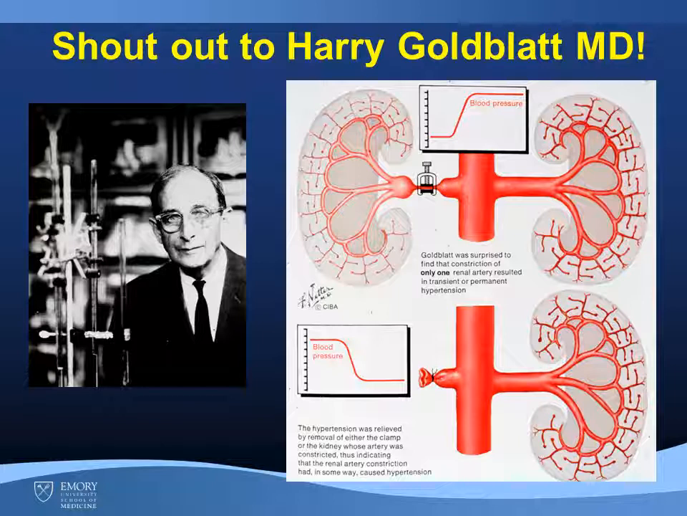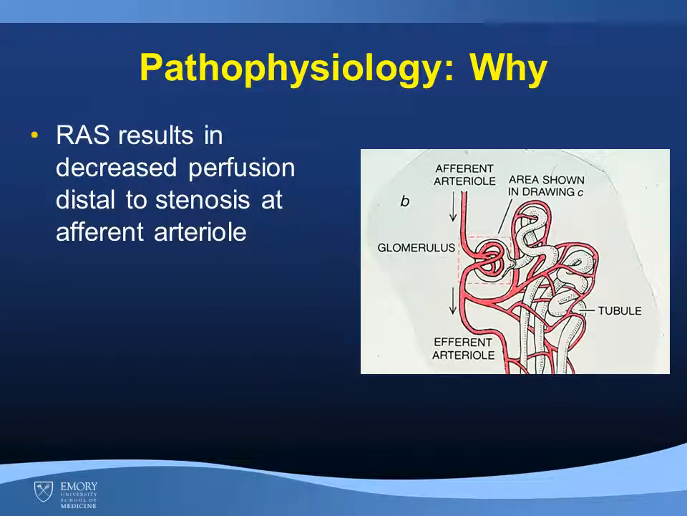We're going to give a shout out to Harry Goldblatt, who figured out that if you clamp one renal artery, this resulted in transient or permanent hypertension, which could be relieved if you either remove the kidney or simply relieve the stenosis. So let's understand the basic pathophysiology.